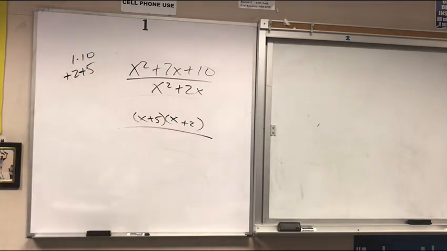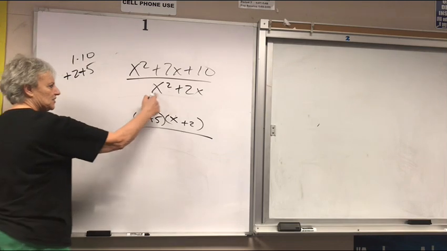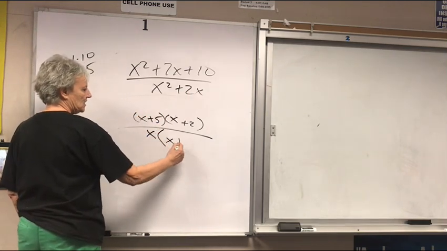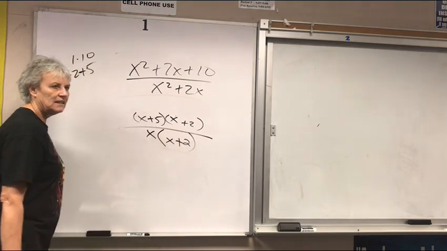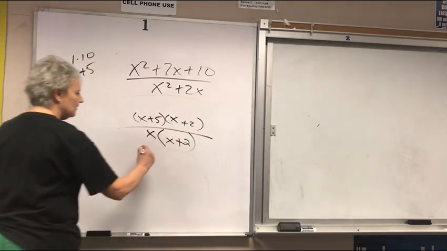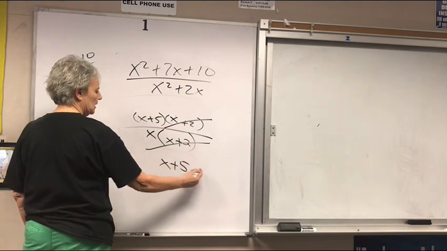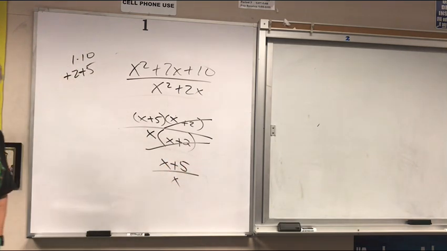On the denominator, I have a greatest common factor, x. X times x plus 2. Now I can cancel out the x plus 2. Final answer, x plus 5 over x. Can I cancel those x's now?